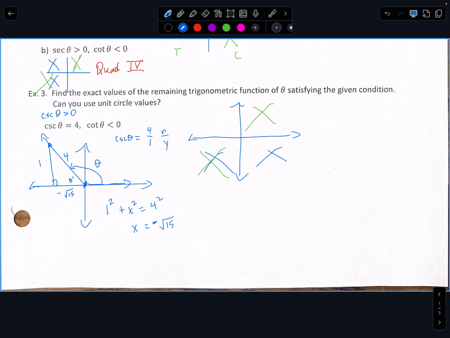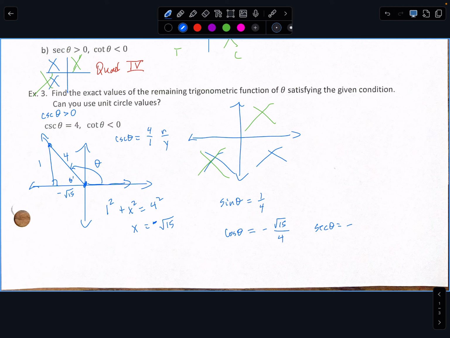And now you should be able to get the other 6 trig functions. And as soon as I know cosecant is 4, its reciprocal is sine. And sine is going to be 1/4. And also, you're working with this, and it's opposite over hypotenuse. And then we've got cosine of theta is x over r. It is a negative root 15 over 4.